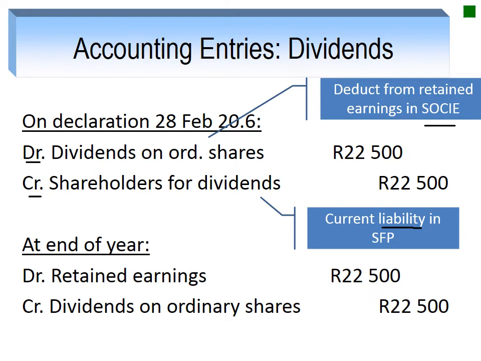At the end of the year, this amount for the dividend of 22,500 is going to get debited to retained earnings. Debit because it's reducing retained earnings. So the closing entry at the end of the year is to credit dividends on ordinary shares because we originally debited those, and we debit retained earnings. Dividends are a reduction of retained earnings. It's an appropriation of the retained earnings paid out to the shareholders as an ordinary dividend.